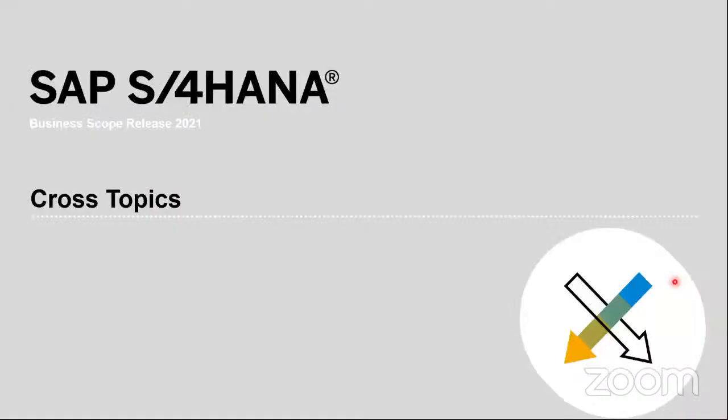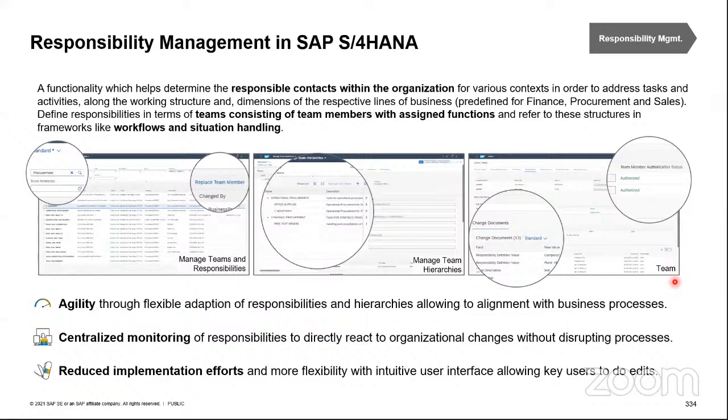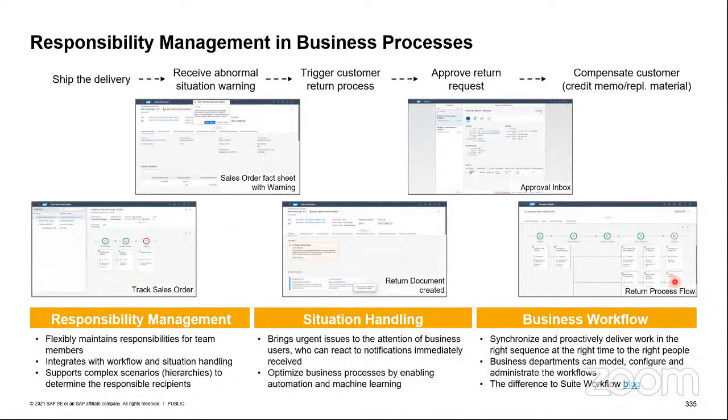Okay. Cross topics. There's something called responsibility management. It allows you to put in responsibility areas within the organization for various contexts, tasks, and activities. Who's responsible for deliveries or sales order related problems, etc. You can then set up responsibility management.